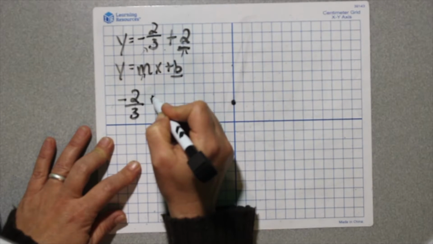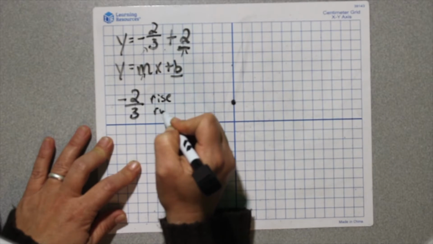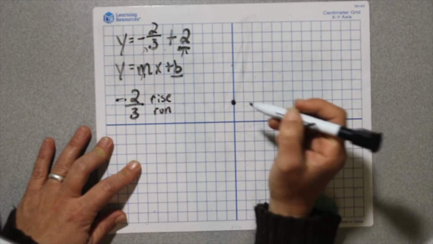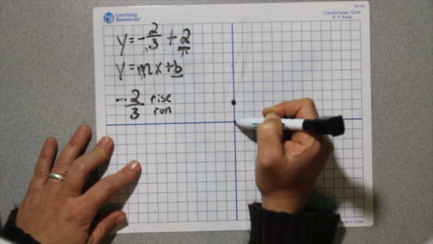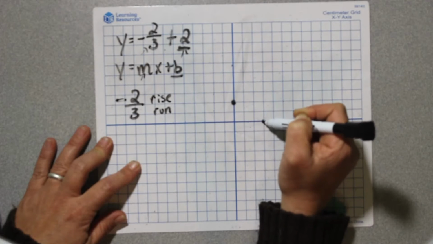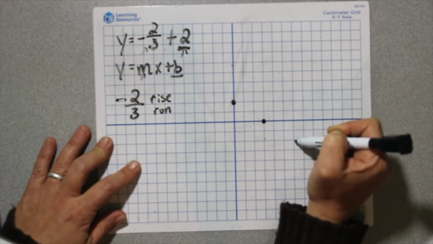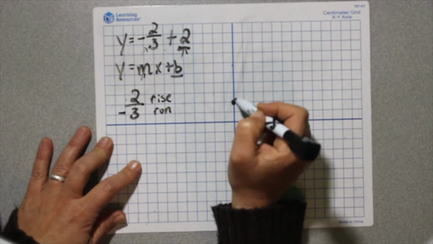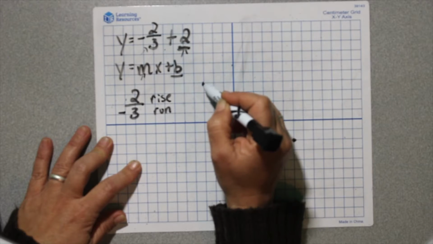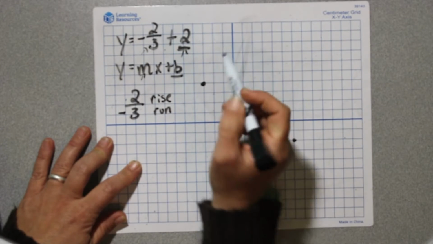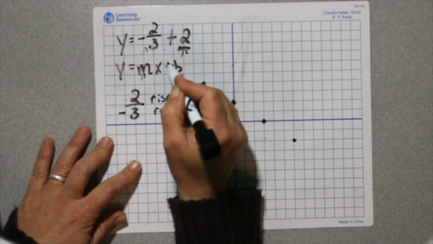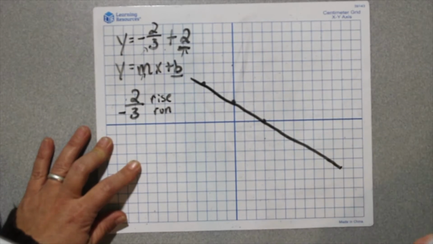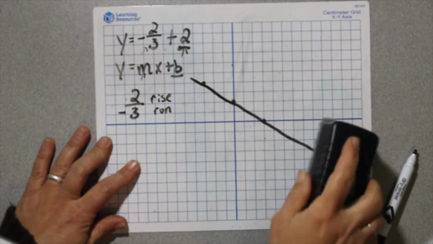The top number is our rise over run, and it's negative 2. So that means our rise is negative 2. So we have to go down 2 and over 3. Or we could say our negative is down here, so we will go up 2, backwards 3. Either way, we're still going to be on the same line. And there's our line.